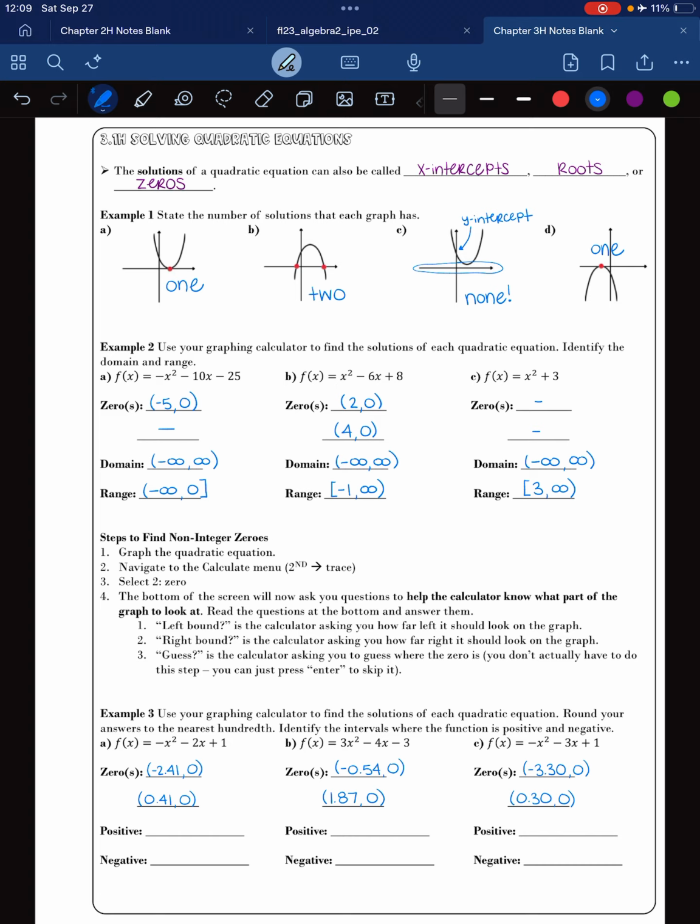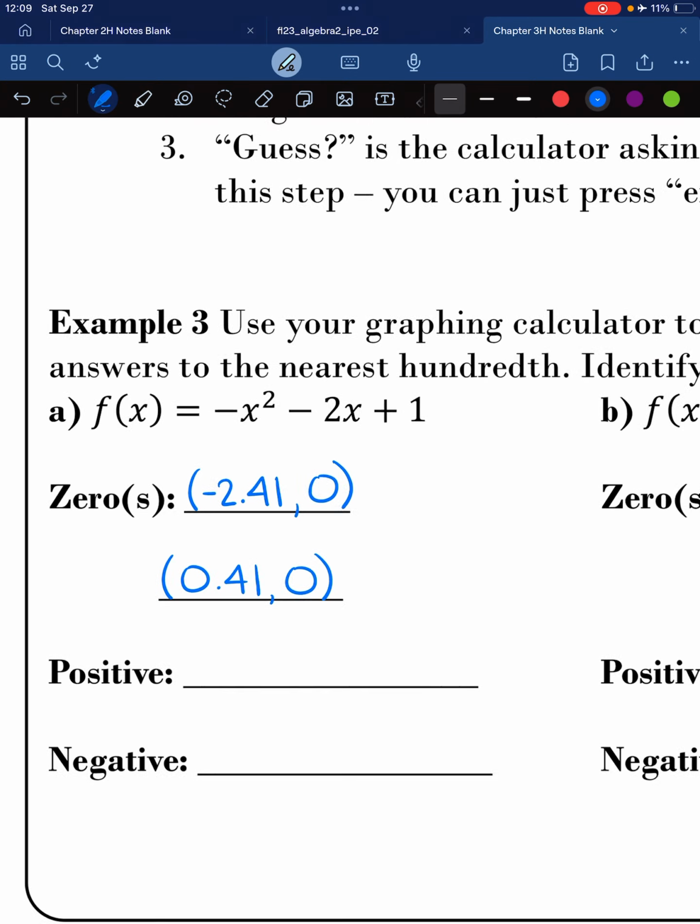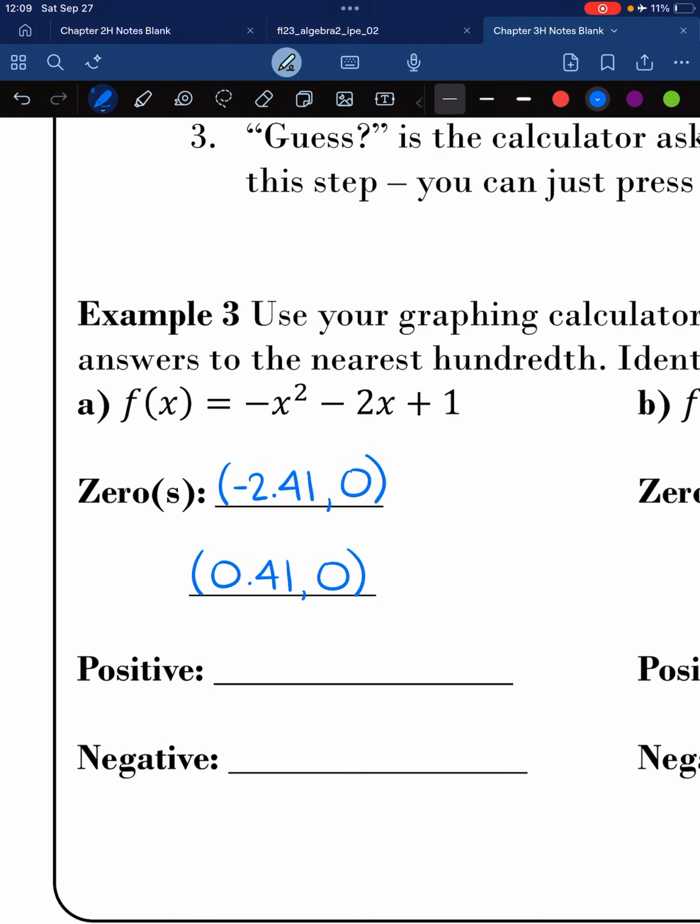Okay, so I went ahead and already did this for you. Please do not just copy these down. We need to make sure that you can do this on your own, and the more you practice, the faster you're going to get at it, and the more likely you are to remember how to do it. So please go through and graph A, find both of these zeros and verify that when we round to the nearest hundredth, you get -2.41 and 0.41.